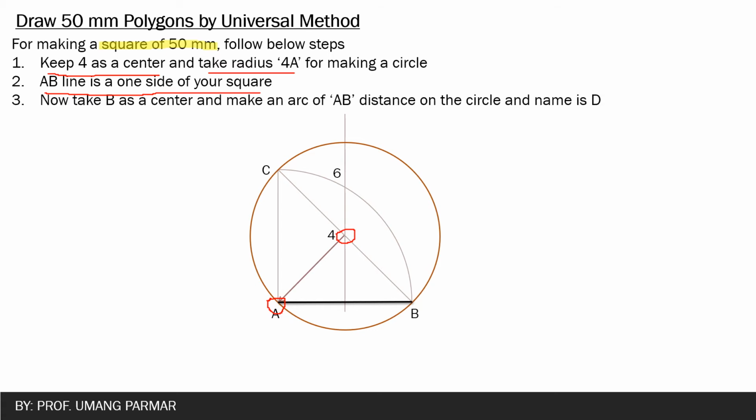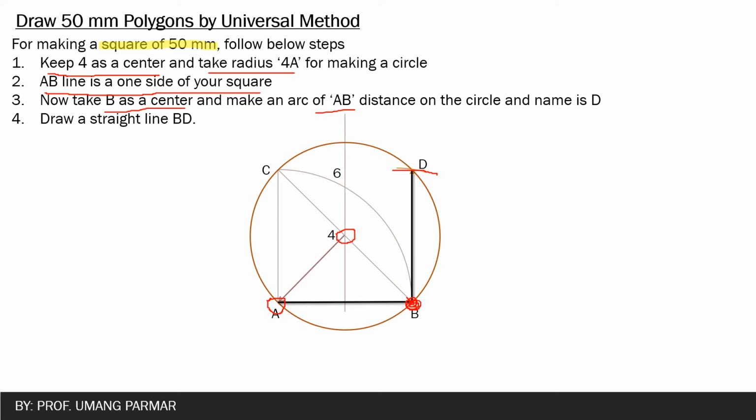Now in the third step, we will take B as the center, and we will make an arc of distance AB. So this is going to be your center, and we will make one arc. From here to the point number B, the distance is the same as AB, and we will make one arc and name it point number D. So now we have the straight line between point number B and point number D.